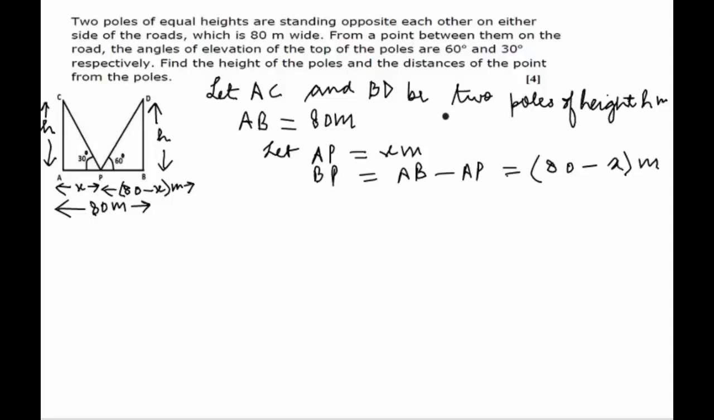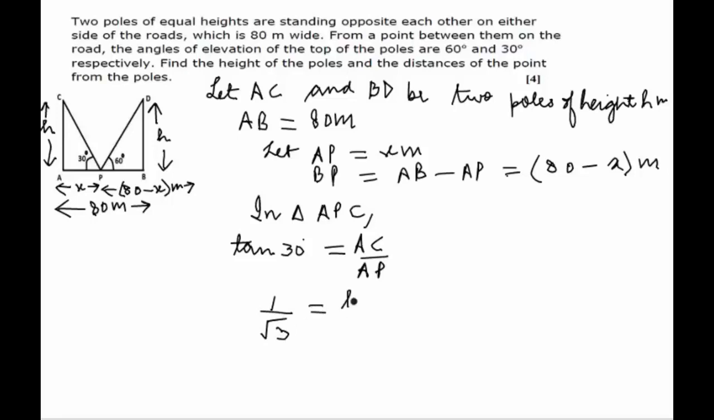Let's start applying the trigonometric ratios in the two triangles that are formed. First, in right angle triangle APC, tan of 30 degrees will be equal to perpendicular upon base, therefore it's equal to AC by AP. Putting the value of tan 30 degrees, which is 1 by root 3, we get 1 by root 3 is equal to h upon x. So this is equation number 1.